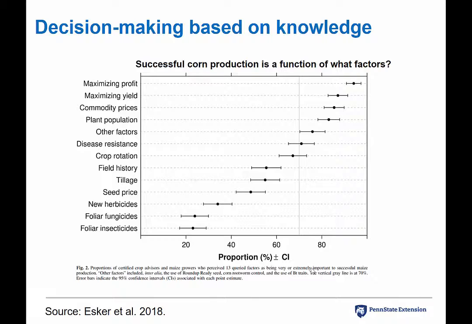Then we move into other things that are cultural tactics. Do we modify population to reduce canopy structure? Where does disease resistance fall into play? How does the crop rotation get me to a non-host?